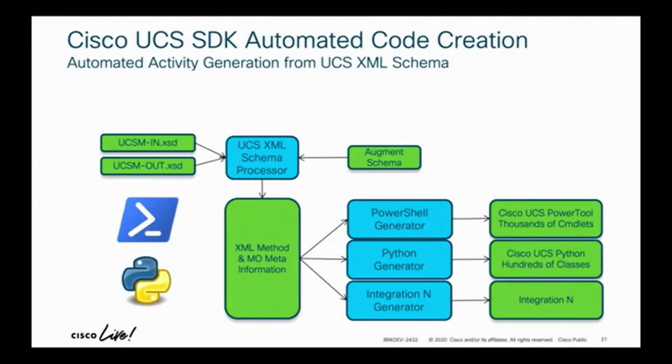So with UCS SDKs, whether it's Python or PowerShell, they're generated for the most part. 99 or 98 or 97% of the commandlets or the Python modules or classes, I should say, are generated. And that generated code is done by taking the schema, passing it into this generator, and pumping out either the Python code or the PowerShell commandlets.